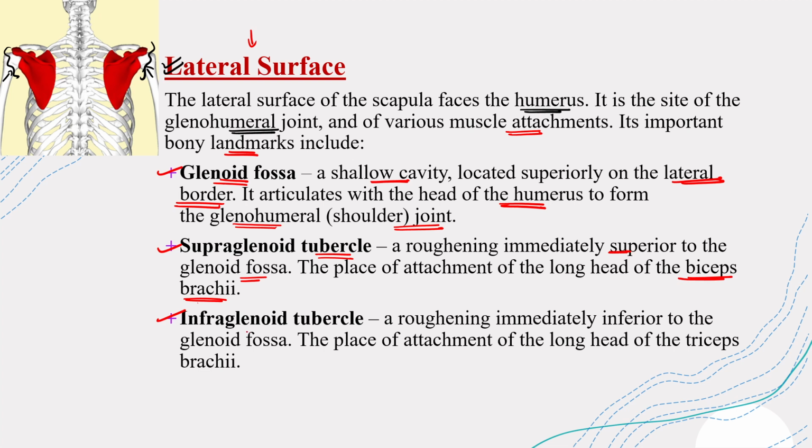Next is the infraglenoid tubercle. Sorry, I was saying cavity; the glenoid fossa is a cavity. Above the glenoid fossa you have the supraglenoid tubercle. Below the glenoid fossa you have the infraglenoid tubercle. It is a rough inferior area of the glenoid fossa which attaches the long head of triceps brachii. So the supraglenoid tubercle attaches the head of biceps brachii, and the infraglenoid tubercle attaches the long head of triceps brachii.